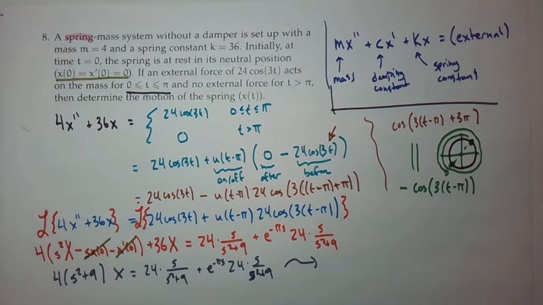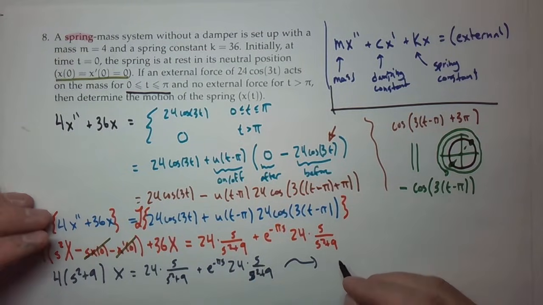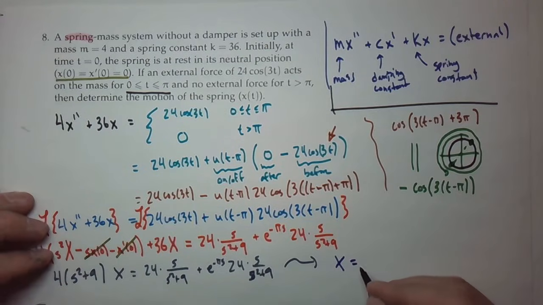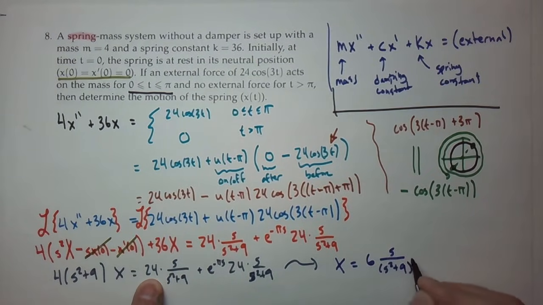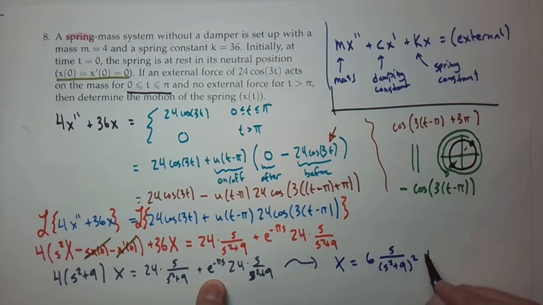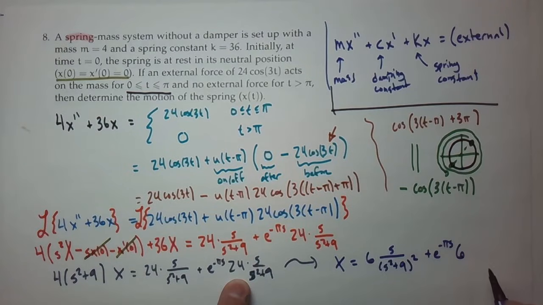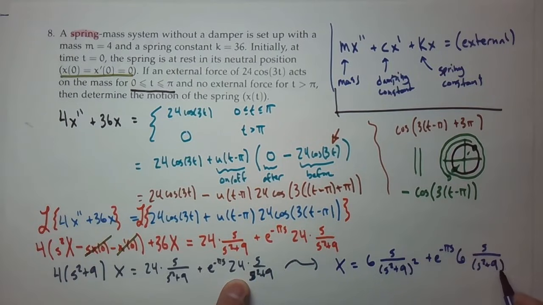Get x by itself. So the process of using Laplace transforms is you set up your differential equation, take the Laplace transform of both sides, solve for x. We're in the solve for x stage. So we get that capital X, what we're after. Well, when you divide by 4, you get 6 s over s squared plus 9 squared plus e to the minus pi s. Again, divide 24 by 4, you get 6 s over s squared plus 9 squared.